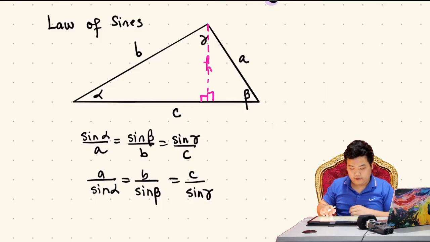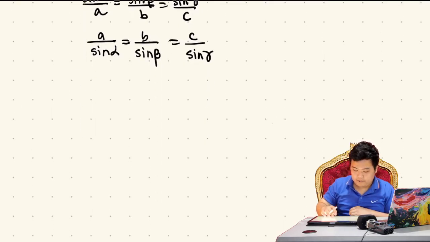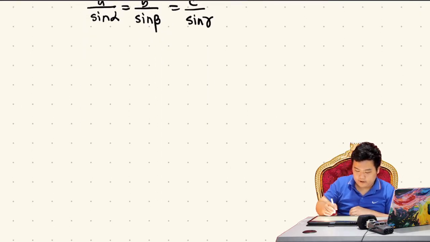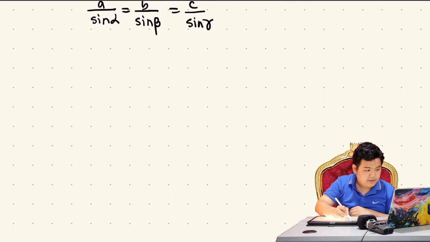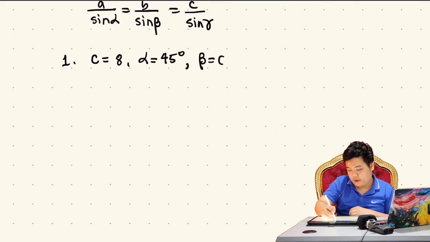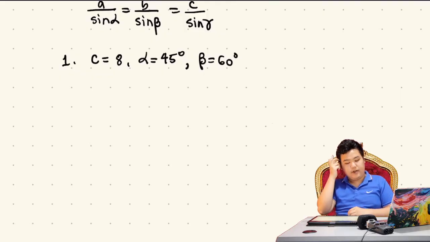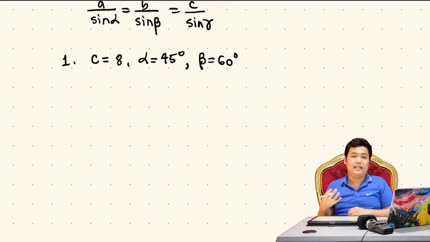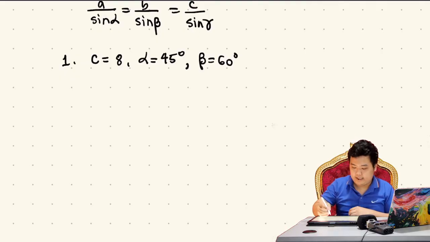Okay, so let's do one quick example. Let us solve the triangle with C equal to 8, alpha equal to 45 degrees, and beta equal to 60 degrees. So hanapin natin yung nawawalang angles at nawawalang sides.